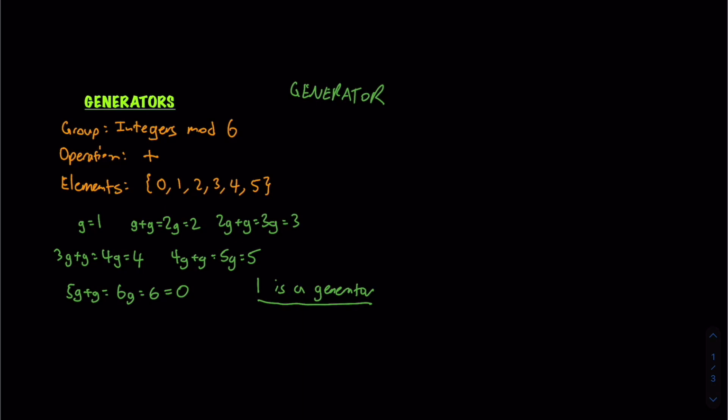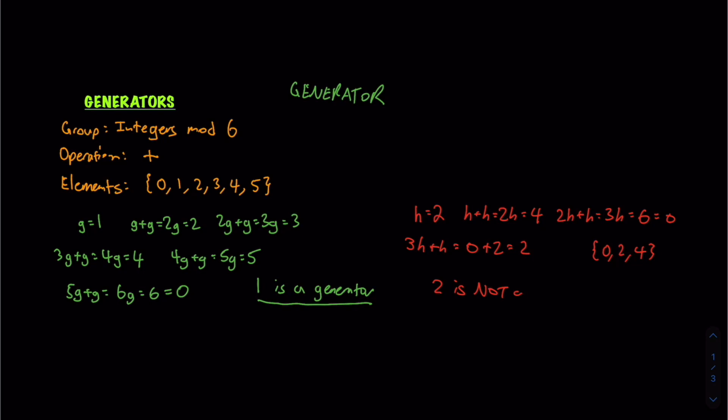Notice that in this group, not all the elements are generators. Let's take 2, for example. Let's let h equal 2. So h plus h is 2h, which equals 4. 2h plus h is 3h, which equals 6 mod 6, which is 0. And so on and so forth. So 3h plus h is 4h, which equals 2. So notice how you only get the elements 0, 2, and 4. Therefore, 2 is not a generator of the group of integers mod 6 under addition.